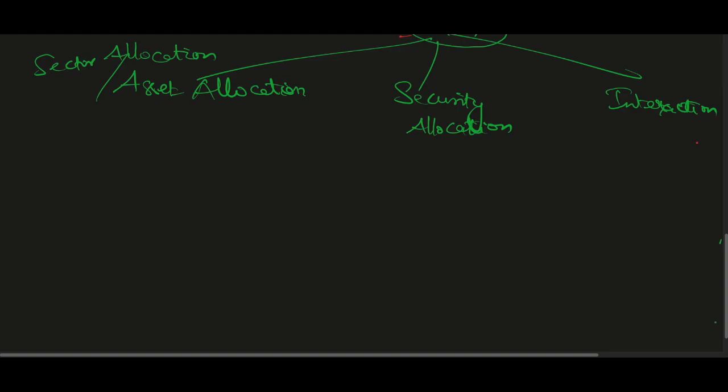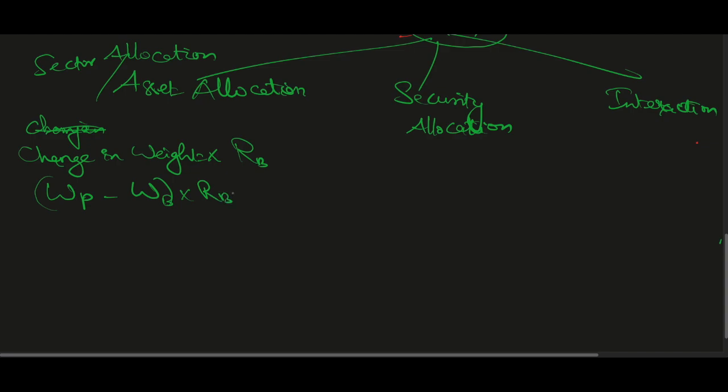So sector allocation, or asset allocation, is change in weight into return of the benchmark. So change in weight will be weight of the portfolio minus weight of the benchmark into return of the benchmark. Okay, so this is asset allocation. So the asset change, weight I'm changing.